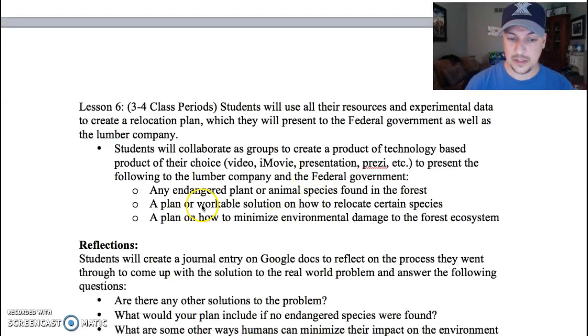The requirements for that is they need to present whether or not they found any endangered plant or animal species in the forest. They need to create the plan itself or the workable solution on how to relocate the certain species that they found, if they found any. And they need to come up with a plan on how to minimize environmental damage on the forest ecosystem when the trees start falling. Once that's all said and done, they can present that to the class, and they'll be graded on that.